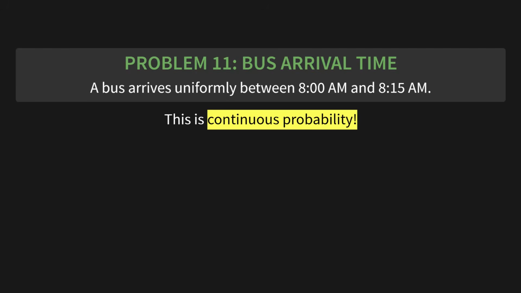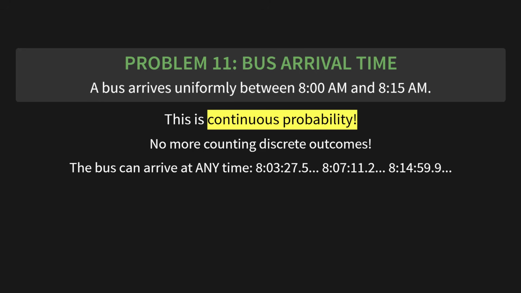Now, this is different from what we've been doing. We're not counting specific outcomes anymore. We're dealing with continuous time. The bus could arrive at 8:03 and 27 seconds or 8:07 and 11.5 seconds. There are literally infinite possibilities in that 15-minute window. Check out this timeline.